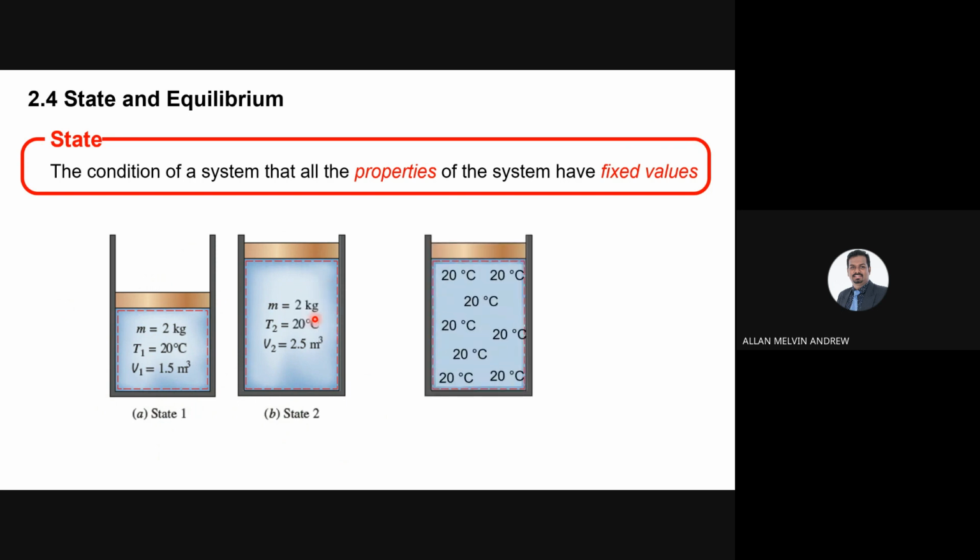Okay, so we have temperature. If you can see, the temperature has a fixed value in the system. All the points of the system are at 20 degrees Celsius, meaning it has already reached equilibrium, thermal equilibrium.